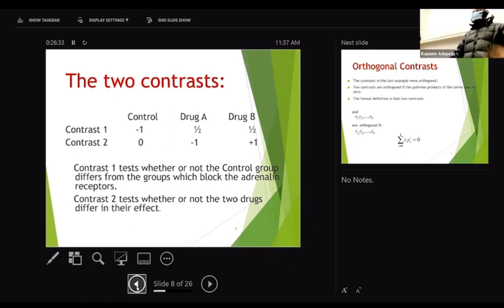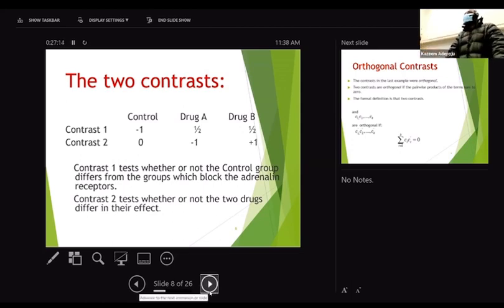Now, when I'm constructing my contrast, they have to be orthogonal. What do I mean by orthogonality? Okay, take a look at this. I constructed 2 contrasts. If I multiply the contrast weight of each category and I add all of that, then it should be 0. Take a look at it. Minus 1 times 0 is 0, right? Half times minus 1 is minus half. Half times 1 is half. Half plus minus half plus 0, that will be 0. That is what we call orthogonal.